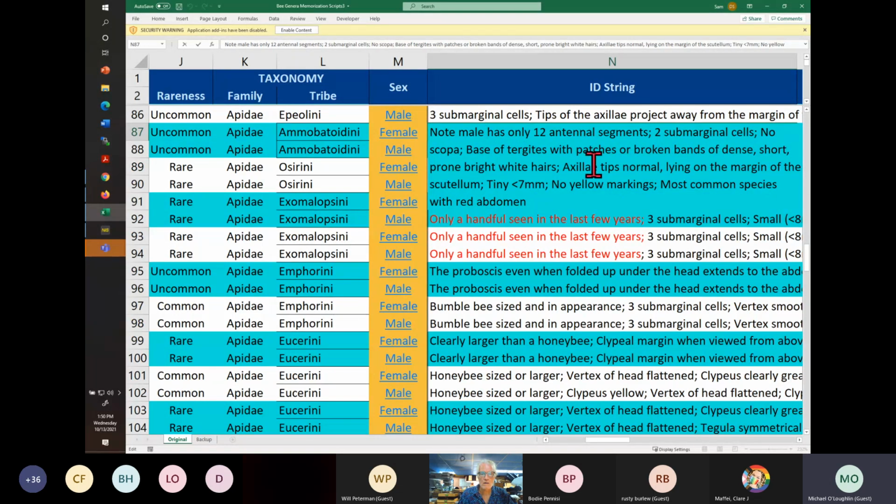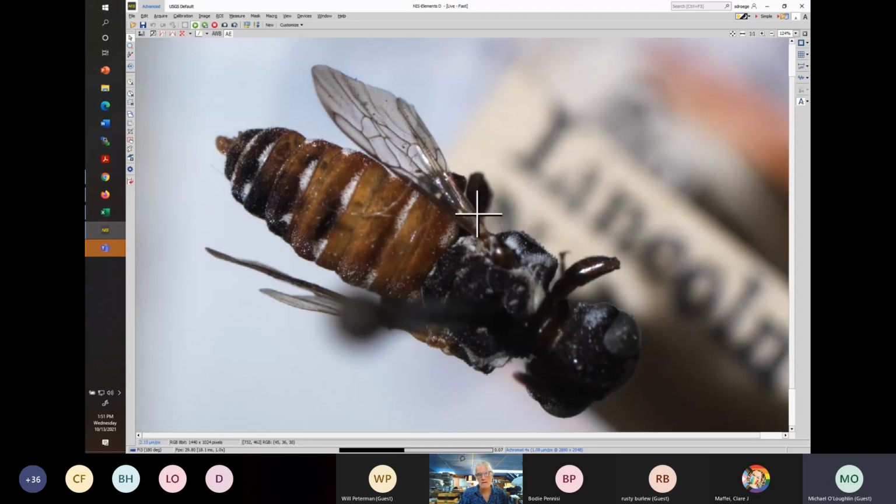So the male has only 2 submarginal cells, no scopa on the females, obviously because it's a nest parasite, and the base of tergites with broken dense patches of bright white hairs. We saw that. The axilla are not projecting out, and it's small and has no yellow markings, unlike Nomada. And so if we go back and look at these sorts of things, there are the 2 submarginal cells.